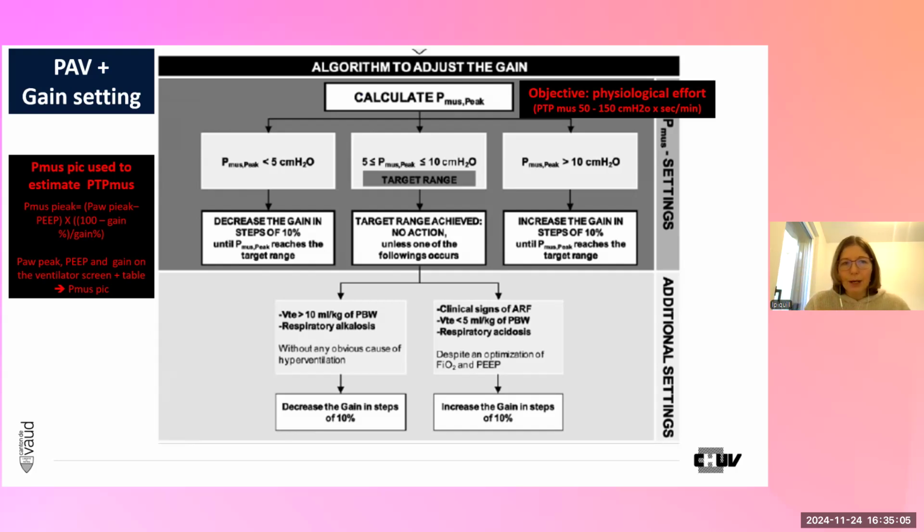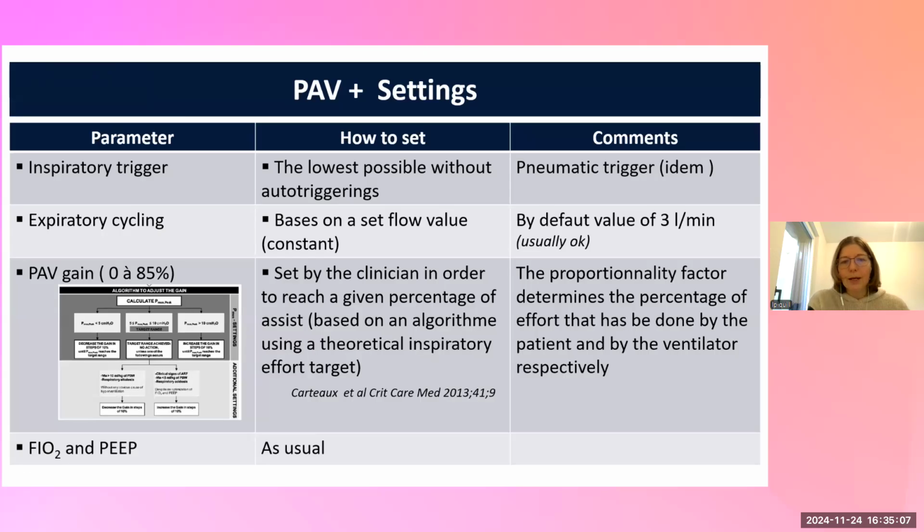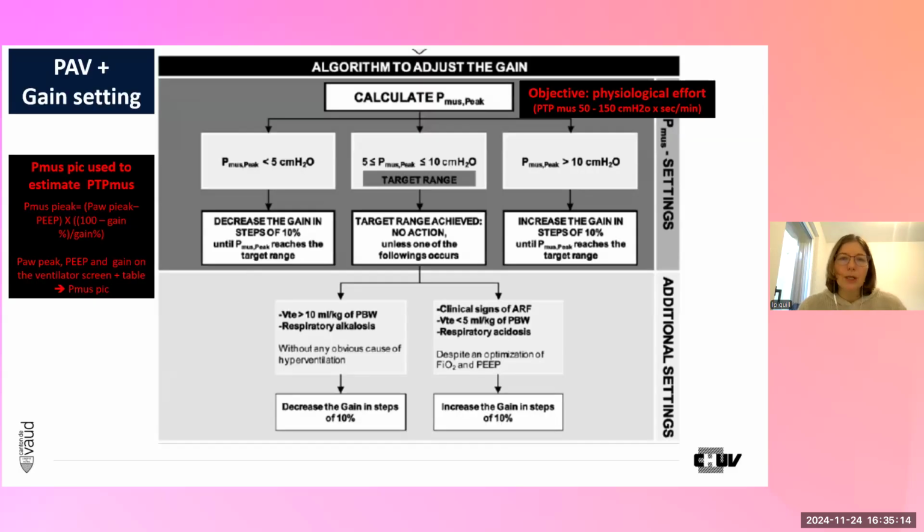I've not put it here, but I gave you the reference, which is the one from Guillaume Carteaux from France. And using a table, you can know, based on what you have on the ventilator screen, what is the expected patient effort. And based on this expected effort, you can then select the percentage of assist that has to be delivered by the ventilator.